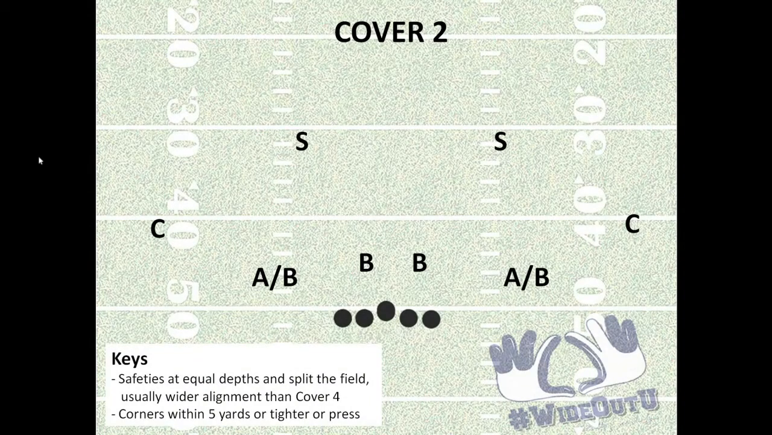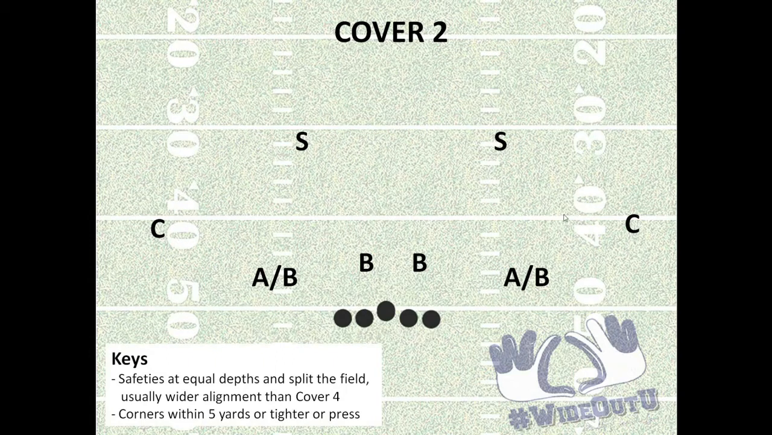All right, let's talk cover 2. Cover 2 is going to look similar to cover 4. Our safeties are going to be equal distance from each other. They might be a little wider. They usually are a little wider in cover 2 than in cover 4 because now they're responsible for the deep half. So we're going to see balanced safeties. One won't be deeper than the other, not much, maybe a couple yards. Generally they're not going to be 5 yards up or back. They're going to be spread, and usually there's not going to be a safety directly over the middle of the ball. They're going to split the field 50-50.